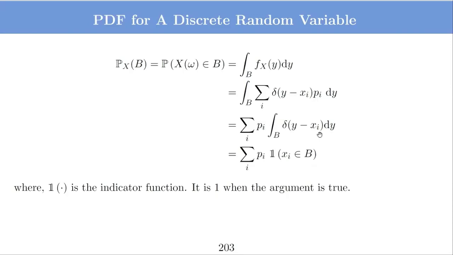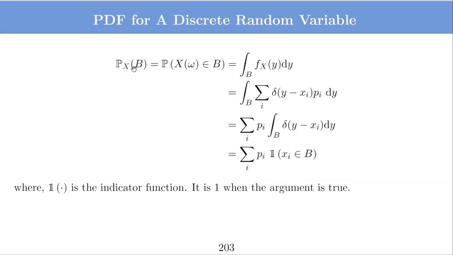then this will be 1. Otherwise, if B does not include xi, then the value would be 0. So this can be written equivalently as the indicator of (xi, B). This is the indicator, which means if the argument is true, then it takes value 1, otherwise 0. So if xi is in B, this will be 1, otherwise it will be 0. So I can replace this by this. So this becomes summation of pi times the indicator of (xi, B).